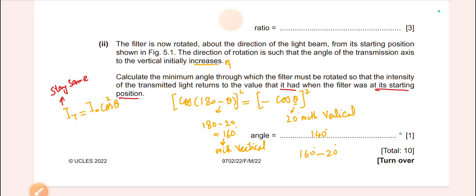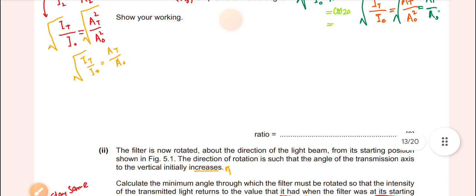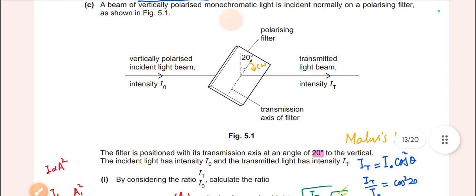The filter is now rotated. Look at the statement about the direction of rotation from the starting position. The filter rotates such that the angle of the transmission axis to the vertical initially increases. It means you will keep moving away from the vertical, and it will increase. So it means you will keep moving it clockwise, right? You will keep moving it away from the vertical. Vertical is the central line with which the 20 degrees is touching, right? So you will keep moving it clockwise.